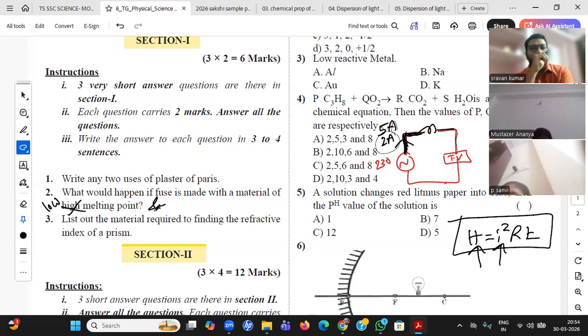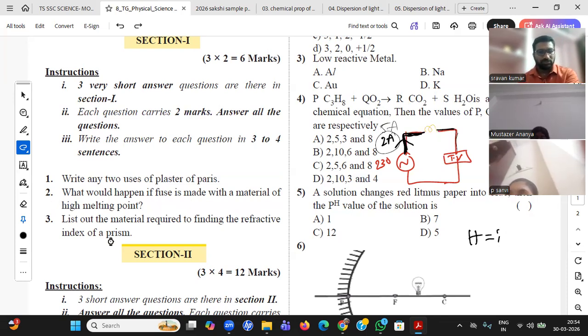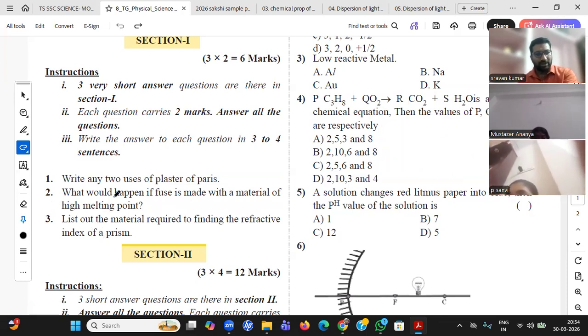I think that should be low resistance, beta. It should not be high resistance. The resistance of the wire should be low. Okay, so you understood, right?